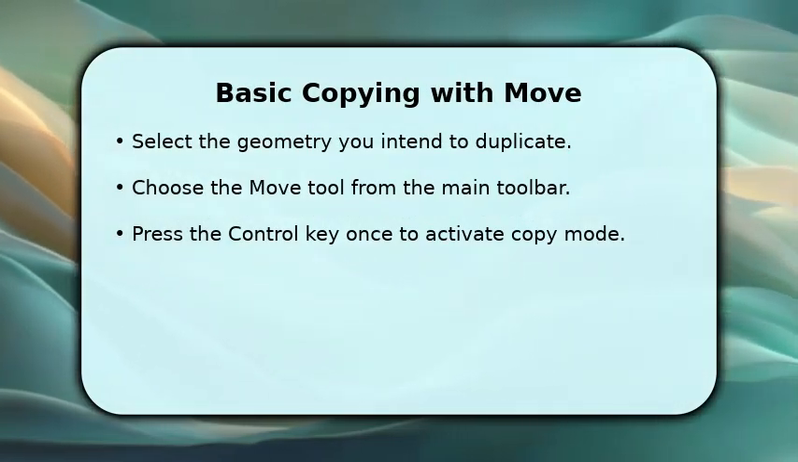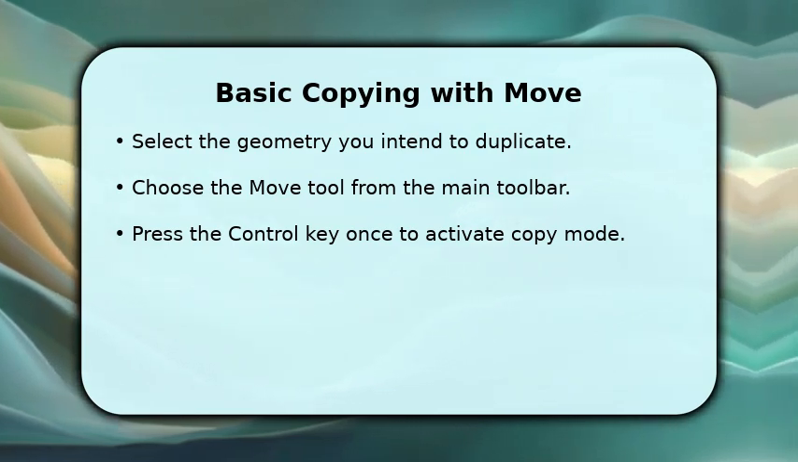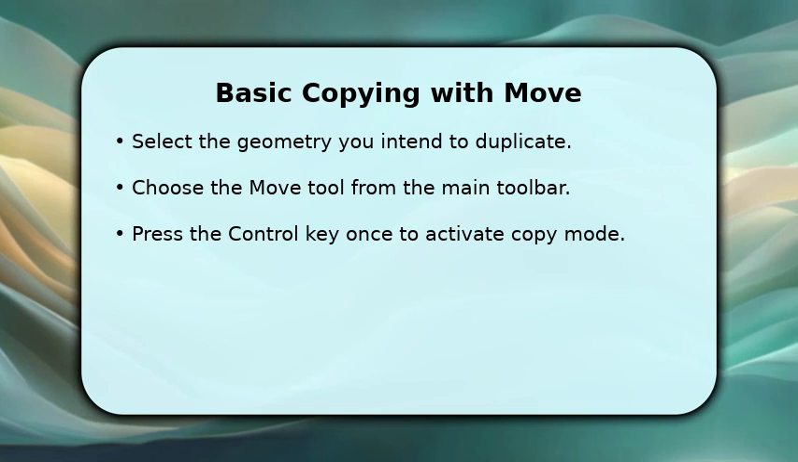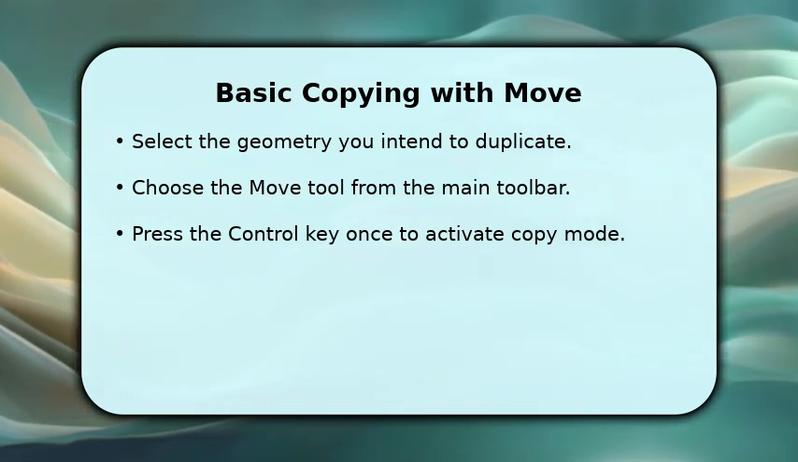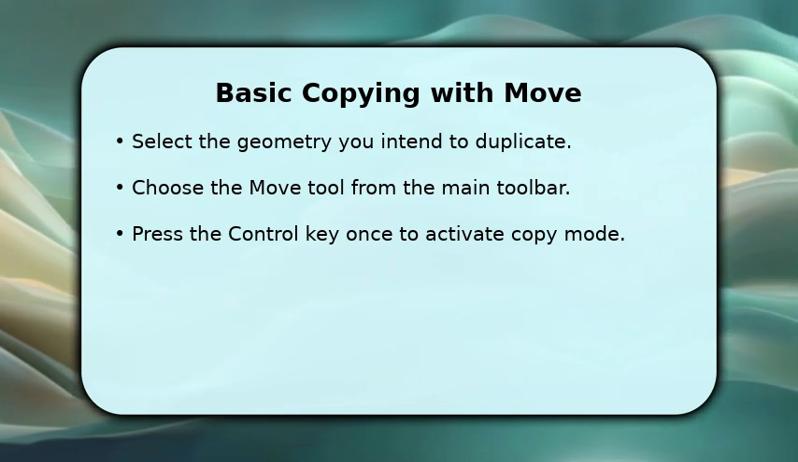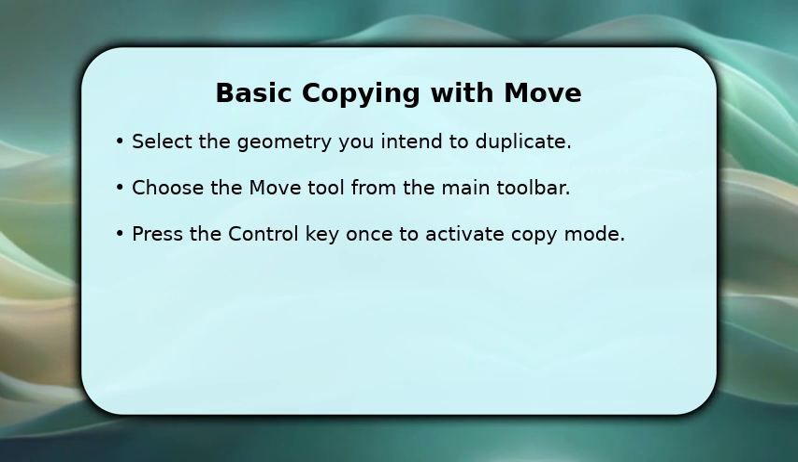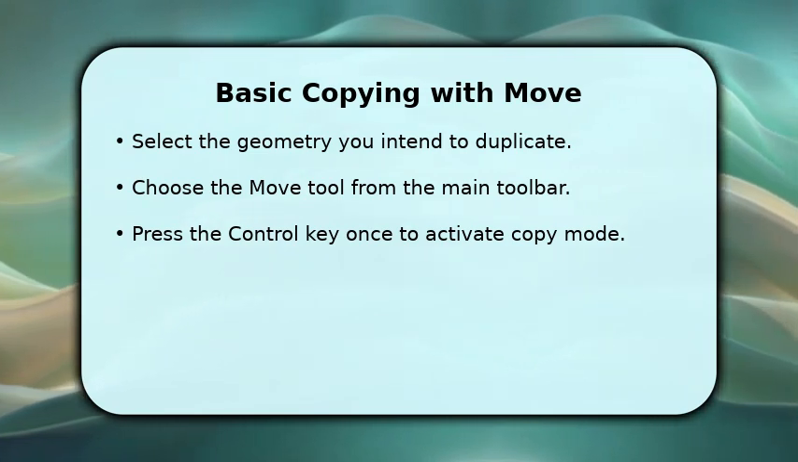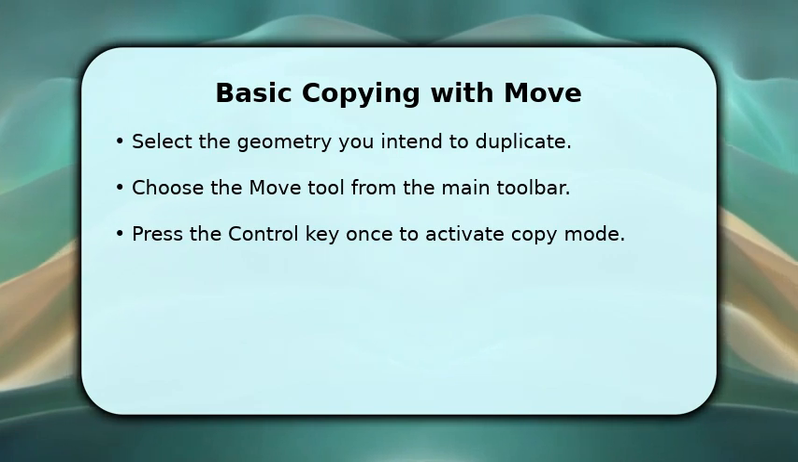First, select the item you want to copy. Next, click on the Move tool. Now here's the crucial part. Press the Control key or Option key for Mac users just one time. You'll see a small plus sign appear next to your cursor. Click to pick up your object, move it to the desired location, and click again to place the copy. It's that simple to create a single duplicate.